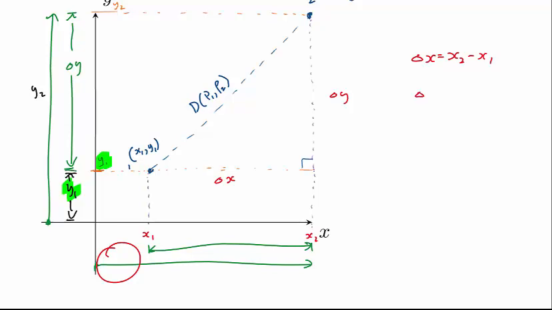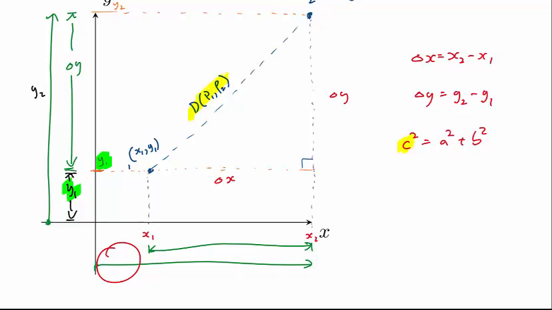So delta y is y2 minus y1. Okay, so let's keep that in mind. Now let's go ahead and apply the Pythagorean theorem, right? We've got c squared equals a squared plus b squared. Pythagorean theorem. Now what is c?